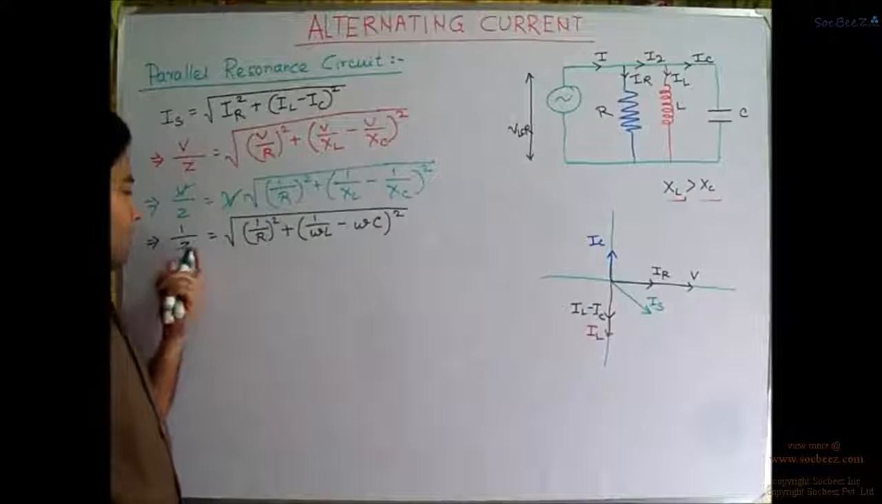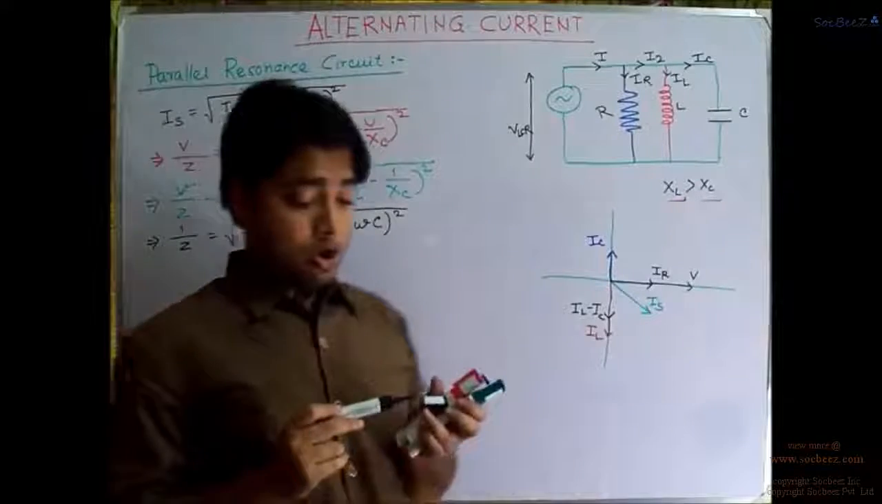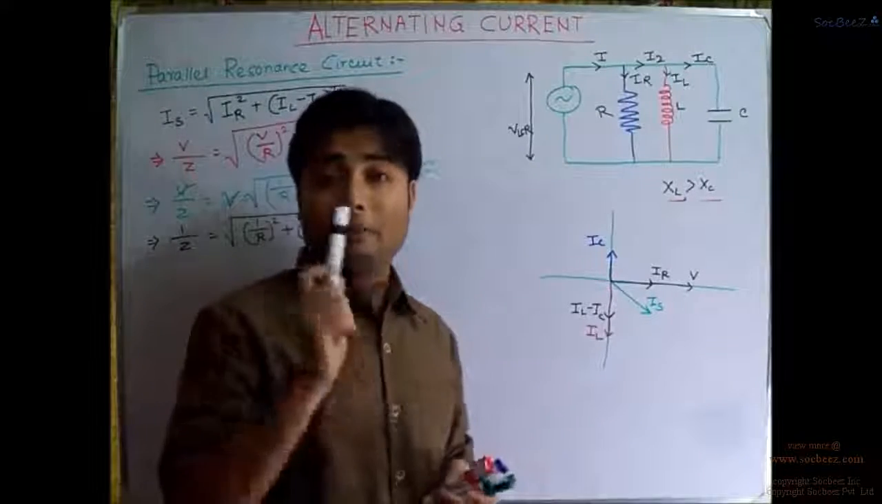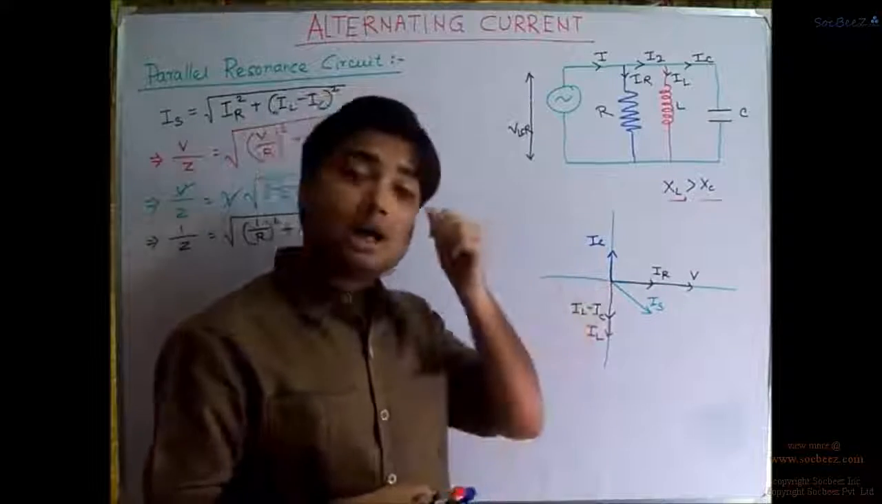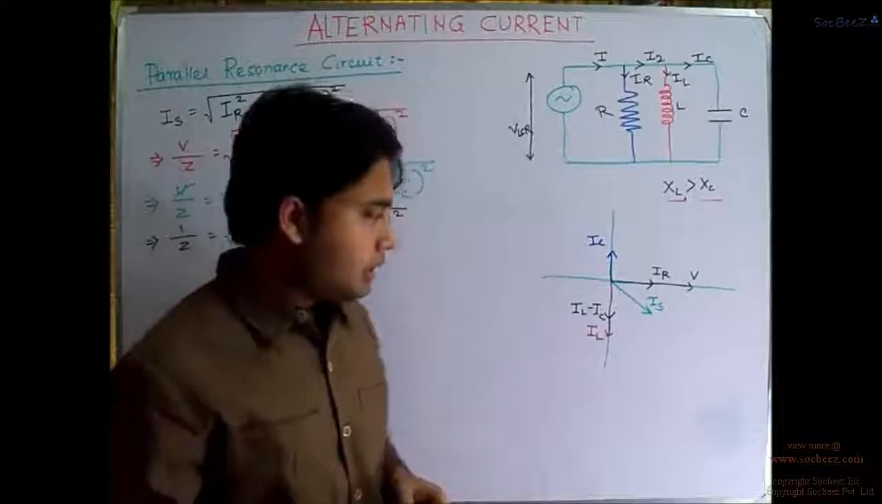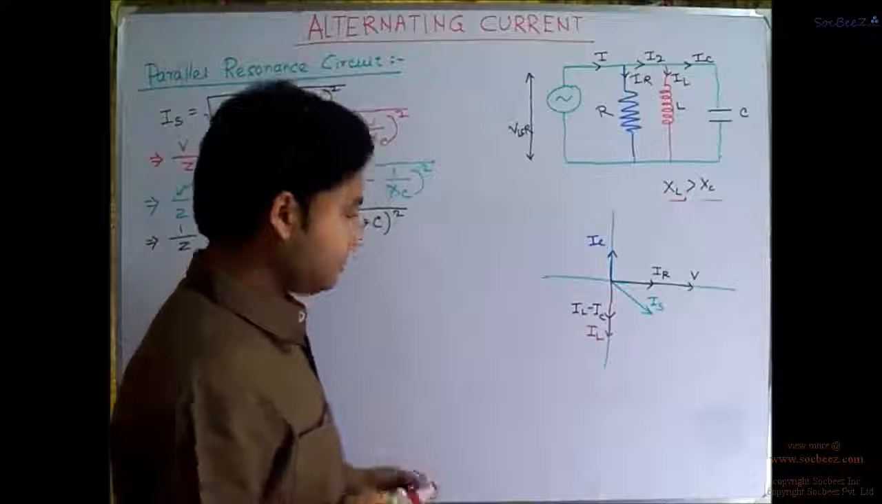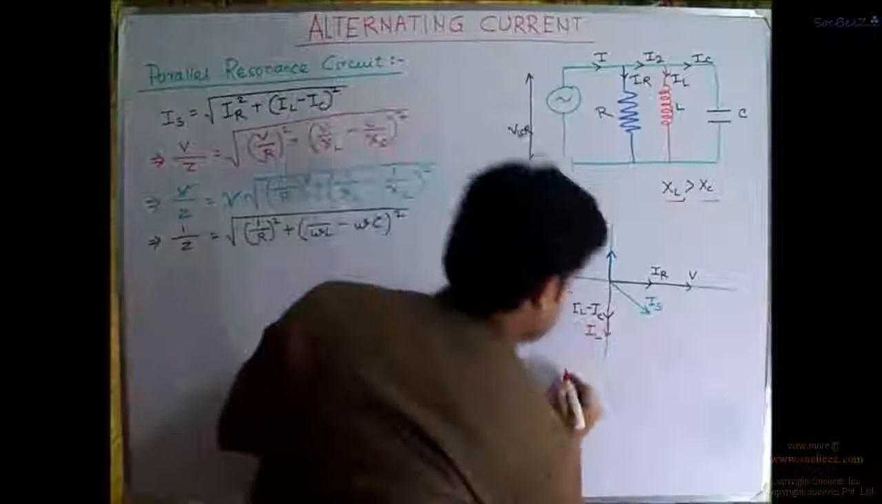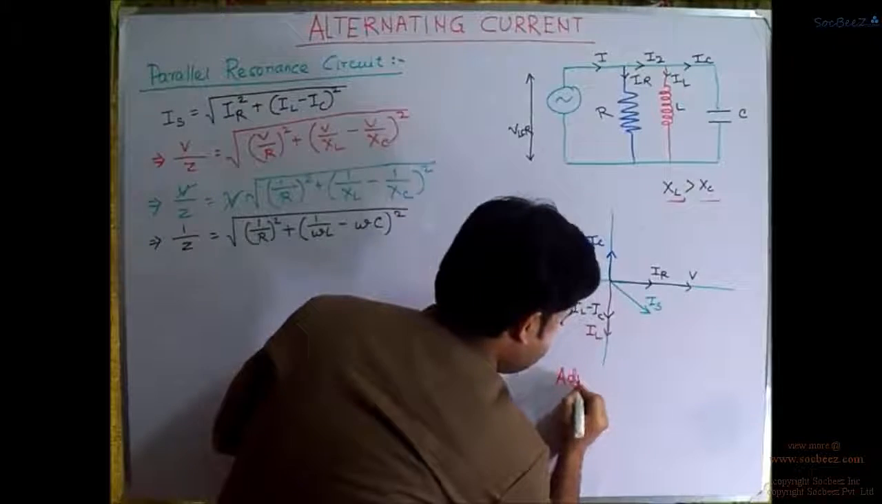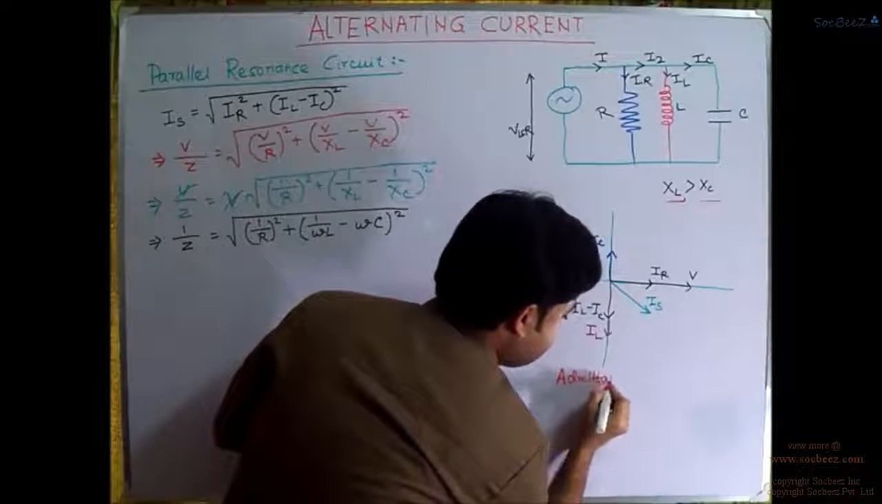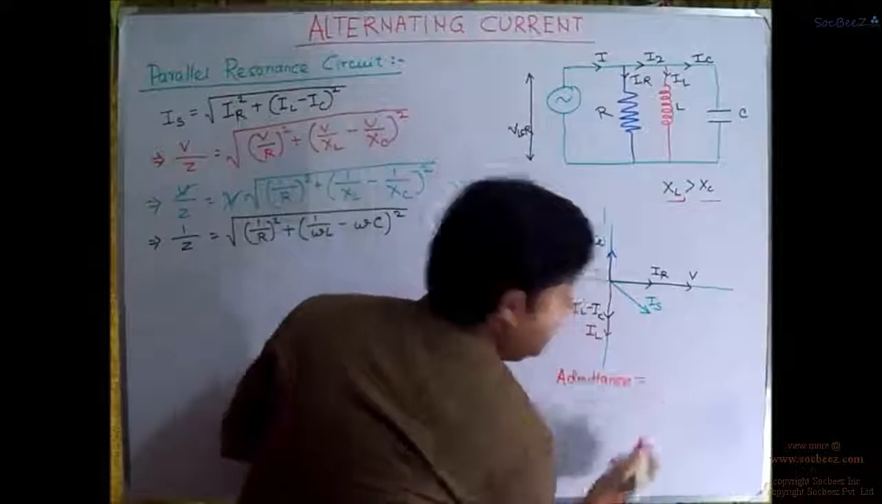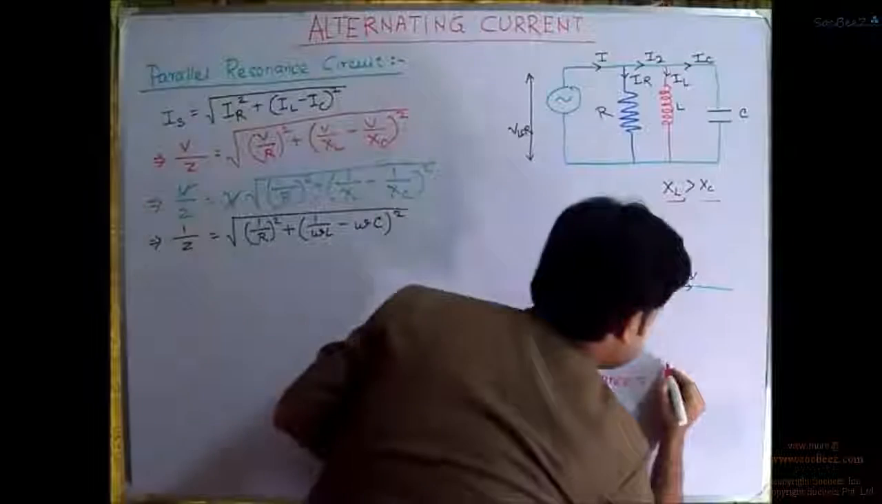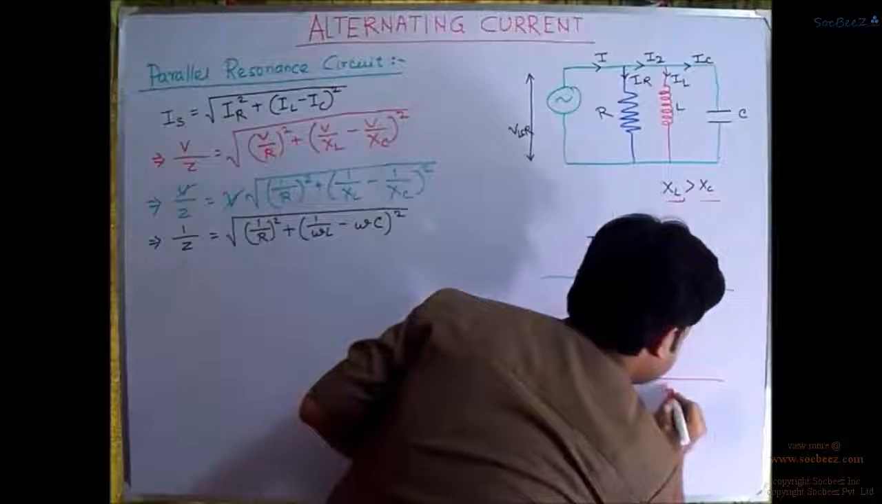So we have found an expression for the reciprocal of the impedance of this LCR circuit, right? Now it may be noted that the admittance is simply equal to the reciprocal of the impedance.